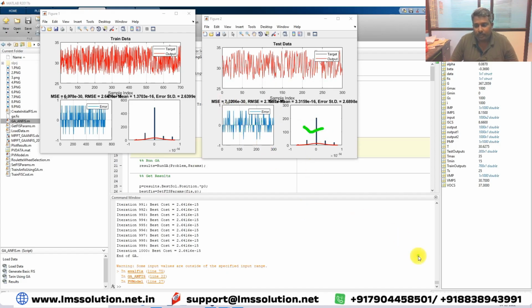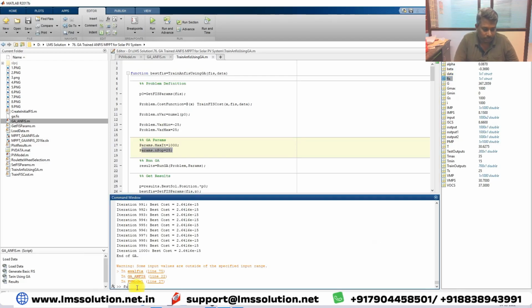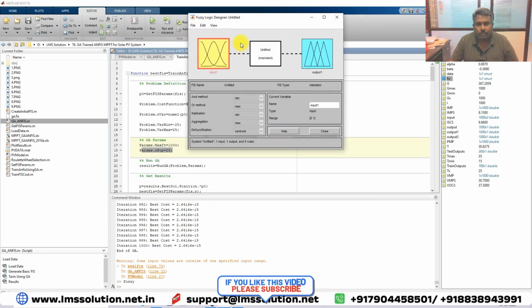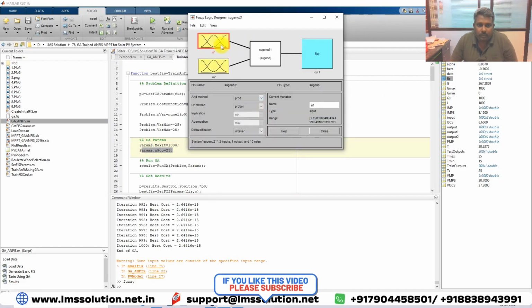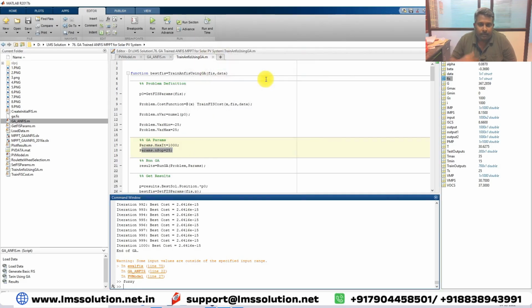After the training process, finally we get the fuzzy inference system. Here you can see that it's the final fuzzy inference system. We can see that detail in the fuzzy toolbox. We have to import from the workspace. So just type FIS, because the file name is FIS. It is the trained, adapted fuzzy inference system. This is what we use for implementing MPPT in the Simulink model.